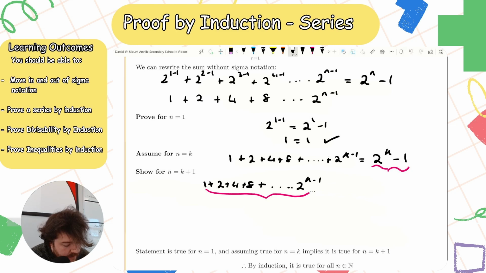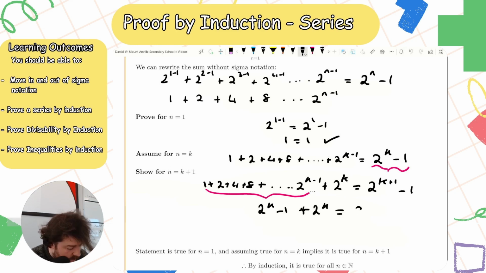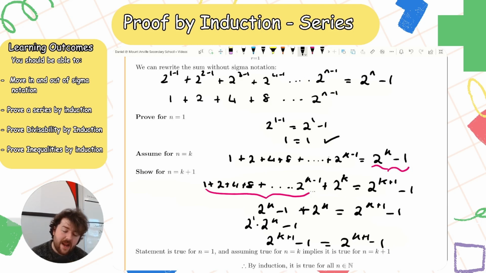So finally, 2 to the k plus 1 minus 1 is 2 to the k, which is equal to 2 to the k plus 1 minus 1. So I can exchange my first k terms here as 2 to the k minus 1, plus 2 to the k, equals 2 to the k plus 1 minus 1. 2 to the k plus 2 to the k. Well, I have two 2 to the k's now, and that can be written as 2 to the power 1 times 2 to the power k, which is 2 to the k plus 1, minus 1, which is equal to 2 to the k plus 1 minus 1. So therefore, I prove my left-hand side is equal to my right-hand side.